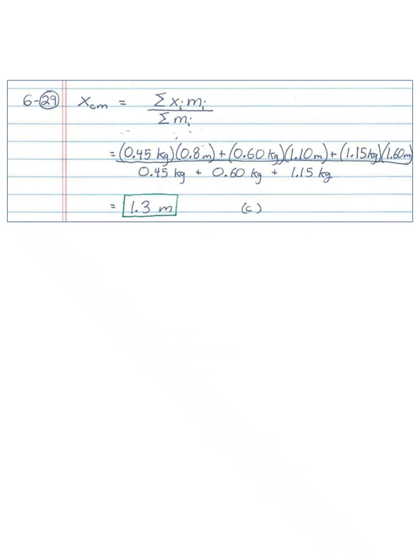We're going to use the formula that the position of center of mass of a group of objects is the sum of every mass times its position on the coordinate system divided by the sum of the masses. And the positions are given in the problem. So here we have the 0.45 kilogram, and it says it's at 0.8 meters. We have the 0.6 kilogram at 1.1 meters, etc. We divide by the sum of the masses, and we get 1.3 meters, which in the multiple choices is answer C.